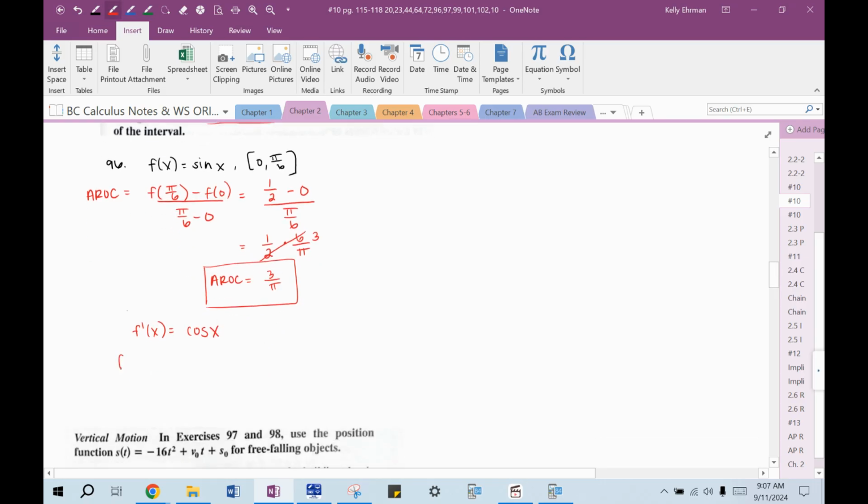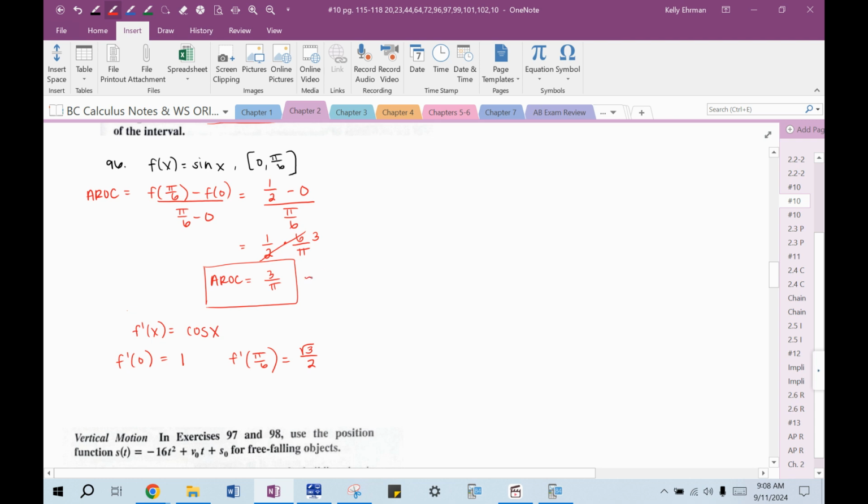And we're supposed to evaluate the derivative at each endpoint. So f prime of 0, cosine of 0 is 1, and f prime of pi over 6, the cosine of pi over 6 is radical 3 over 2. So we're supposed to compare these three numbers, which one is largest. So let's say that we're not allowed to use a calculator.